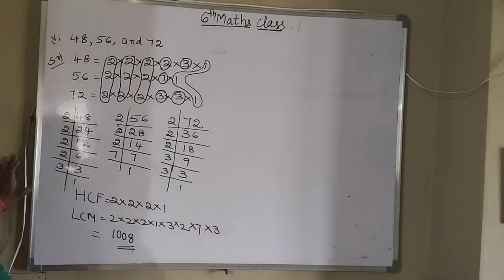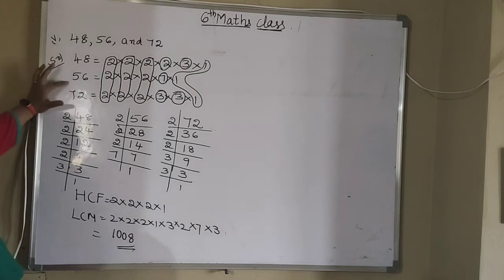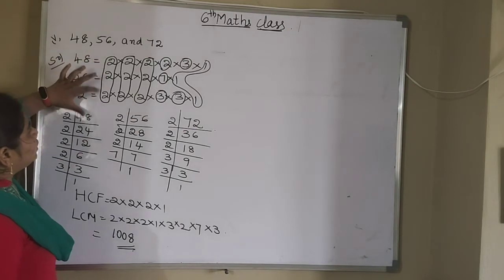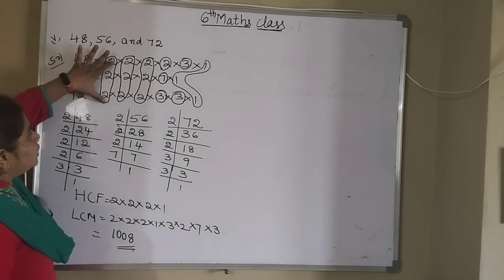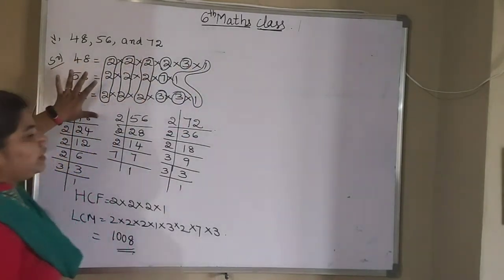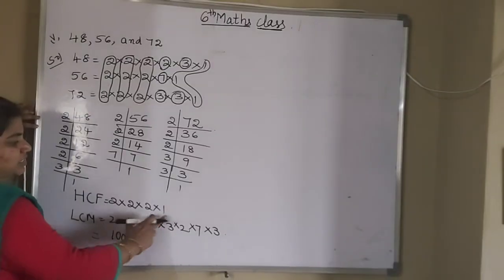So what is the LCM value here? LCM is 1008. Once again, see this: do the prime factorization of 48, 56 and 72. Before finding the LCM value, first we have to find the HCF. How to find the HCF? HCF is the number which is common in all the terms. 2 is common, 2 is common, 2 is common, and 1 is common in all the three numbers. So that is the HCF value.